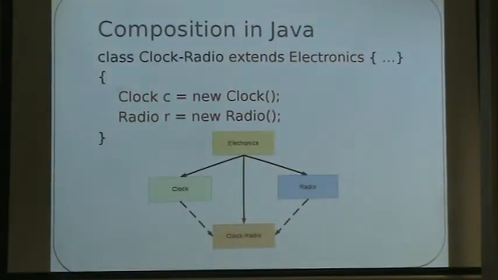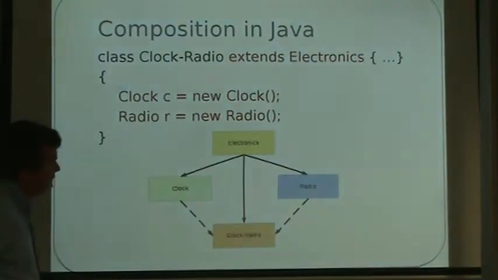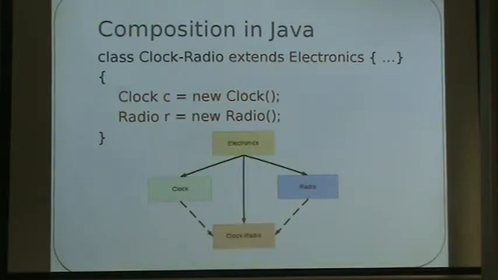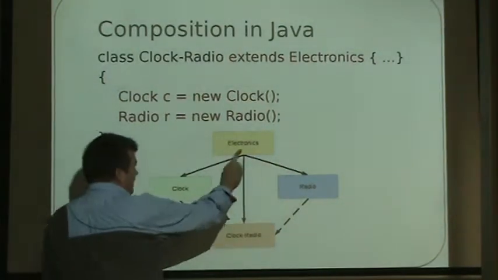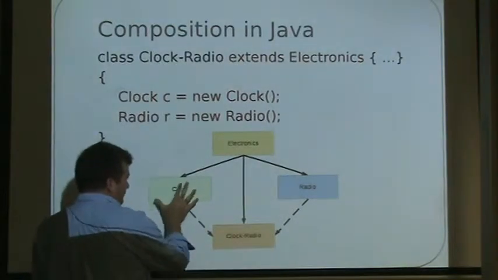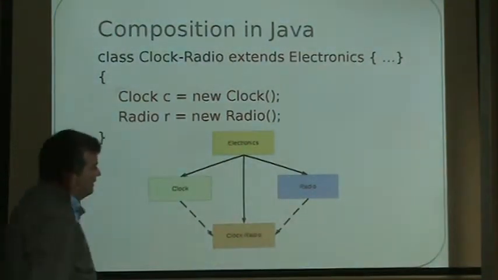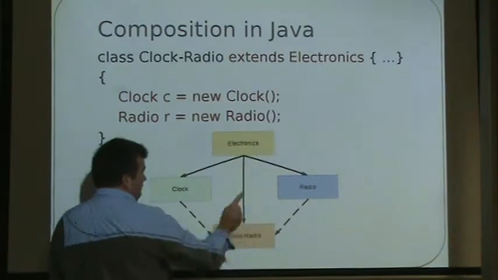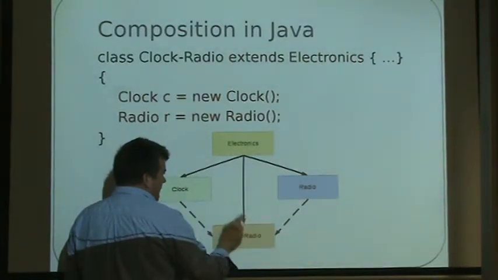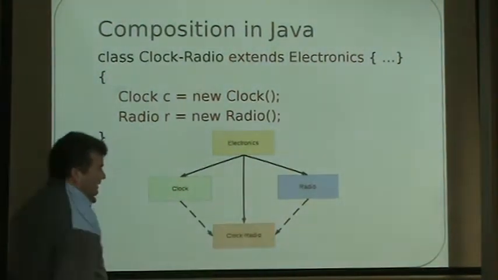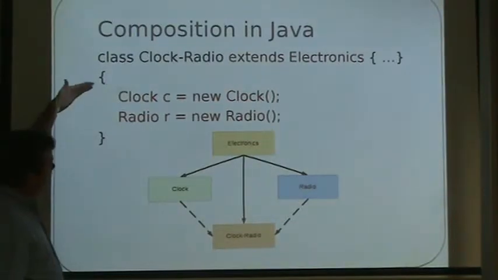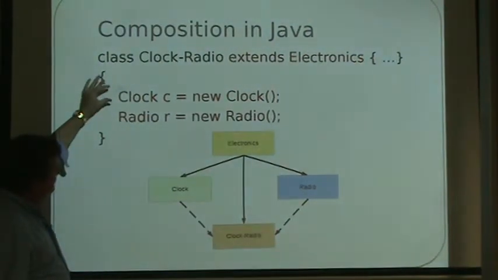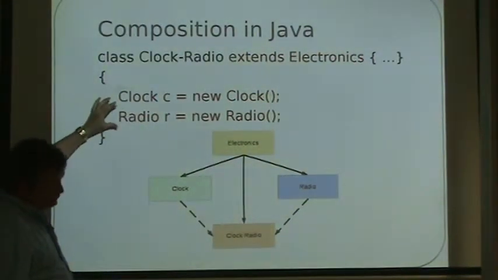So the way we can get around it, if we found ourselves needing to multiply inherit and the language doesn't allow it, is that instead of having our clock radio class inherit from clock and from radio, we can have it inherit directly from electronics, and then we only get one copy of everything from electronics. And then in our class, we would declare a piece of storage for a clock and a piece of storage for a radio.